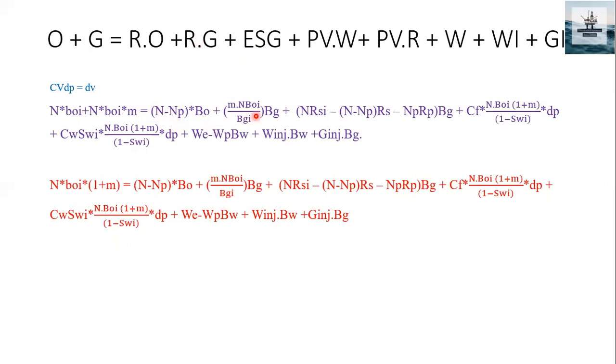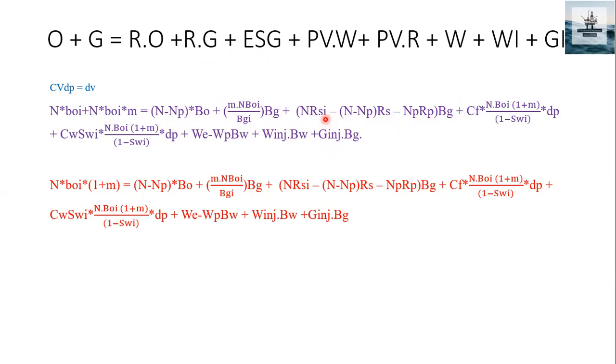Plus remaining gas. The gas term we got from the earlier fraction, M into NBOI by BGI into BG. Wherever the terms are there, they will always be cross multiplied with the formation volume factor, either of oil or gas. So this is for remaining gas, M into NBOI by BGI into BG, plus evolved solution gas. So we have three terms here: NRSI minus (N minus NP) RS minus NP RP.